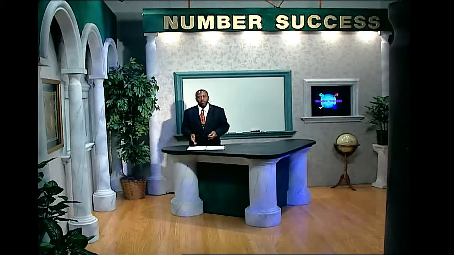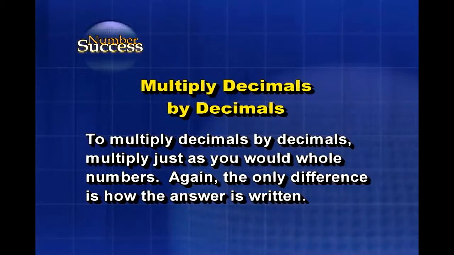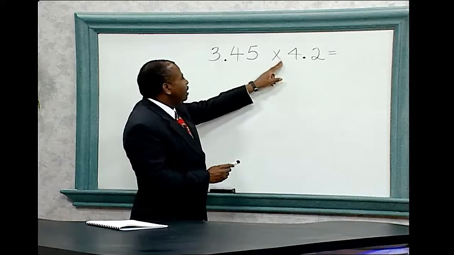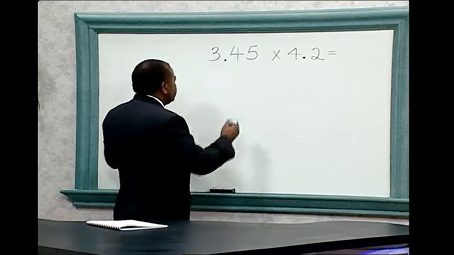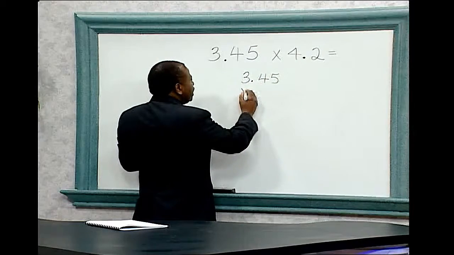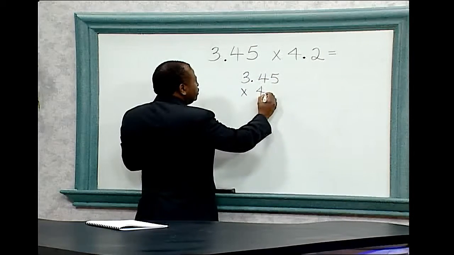Multiplying decimals by decimals. To multiply decimals by decimals, multiply just as you would whole numbers. Again, the only difference is how the answer is written. Example, 3.45 times 4.2.